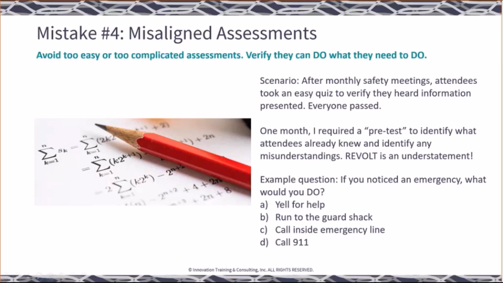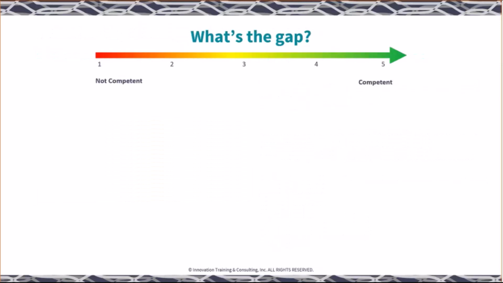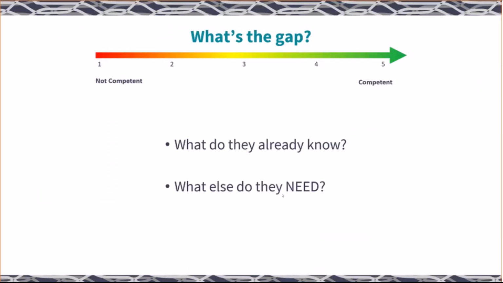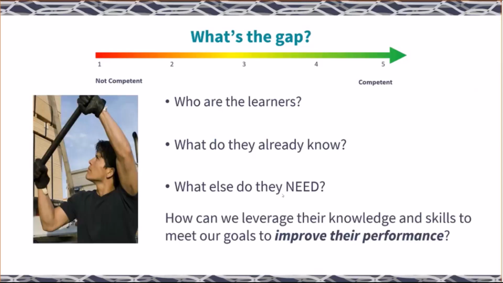So sometimes you'll have assessments that are way too easy, way too complicated, and what we really want to do is verify the people that we've trained can do what they need to do. So where's that gap from not competent to competent? In order to address this, you really need to understand who the learners are and what they already know and what else they need in order to work. And if we could possibly leverage that knowledge and skills, that can help them meet our goals by helping them improve their day-to-day performance.